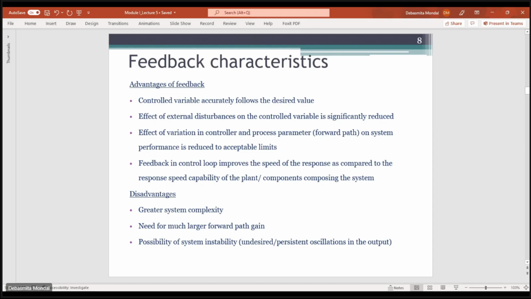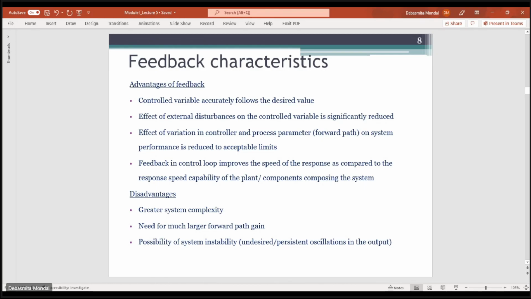Similarly, feedback in the control loop improves the speed of the response, and we'll see this later on. This might look like just a statement now, but we'll discuss later how the speed of the response increases because we are using the feedback characteristic, because we are using the feedback elements.